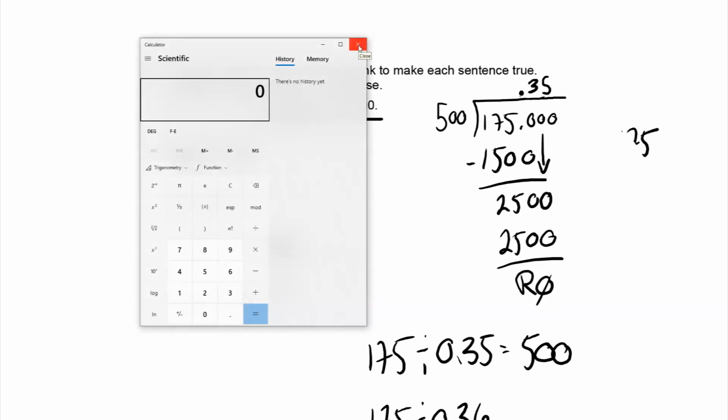If we check it on our calculator, 175 divided by 0.36 is equal to 486.111, and I would say that's a little bit less than 500.